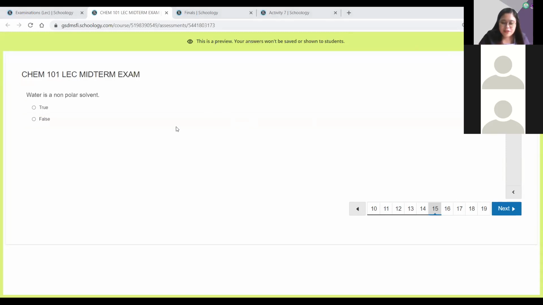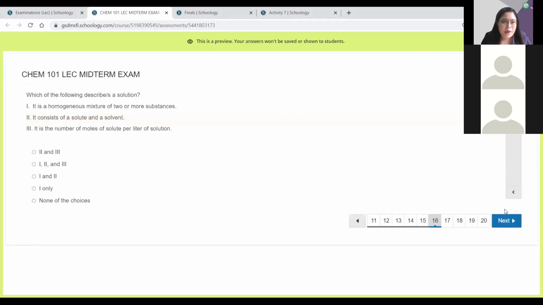Next, water is a non-polar solvent. I think I have mentioned this this morning. Water is a polar solvent. So this one is false. Water will just be capable of dissolving polar solutes also. So it will not mix with non-polar substances like our organic compounds.